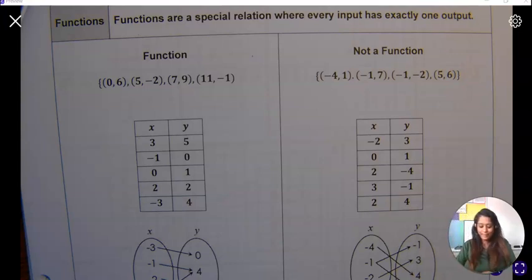Hey class, we are going to learn to check, when you're given a relation, meaning an x and y relation, to see if it's a function or not. Okay, so here we go.